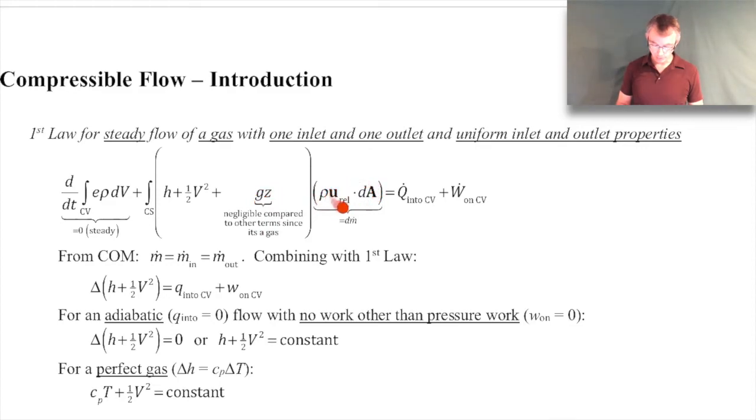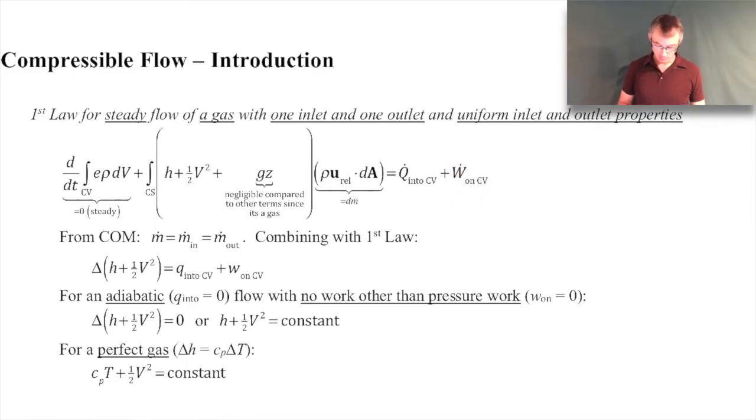Here's our mass flow rate term. And then this is the rate of heat transfer into the control volume and the rate of work done on the control volume due to other effects, things other than pressure. And typically, we will not worry about other types of work. We're not going to worry about turbomachinery or electrical work or anything like that in these flows. It's only pressure work, so that last term will actually go to 0. Since we're dealing with one inlet and one outlet, the mass flow rate at the inlet and outlet will be the same because it's a steady flow.